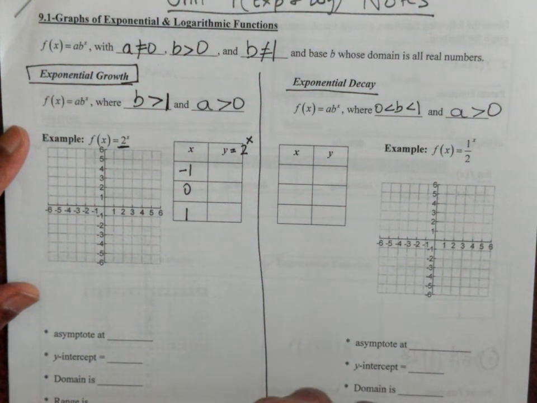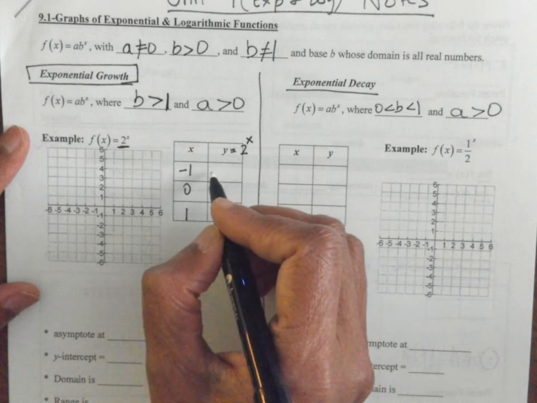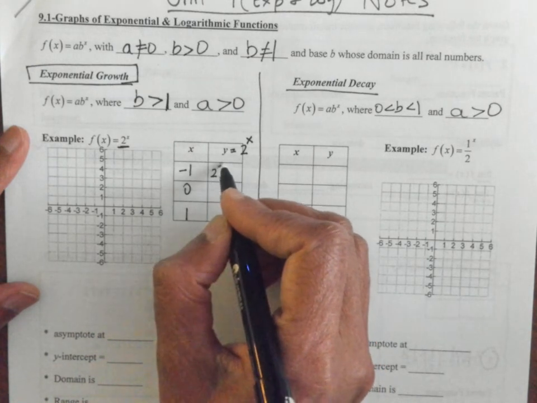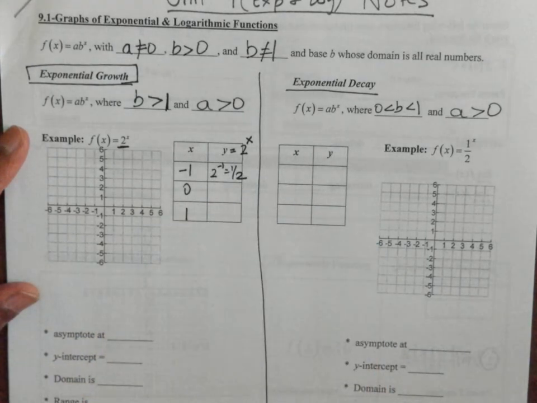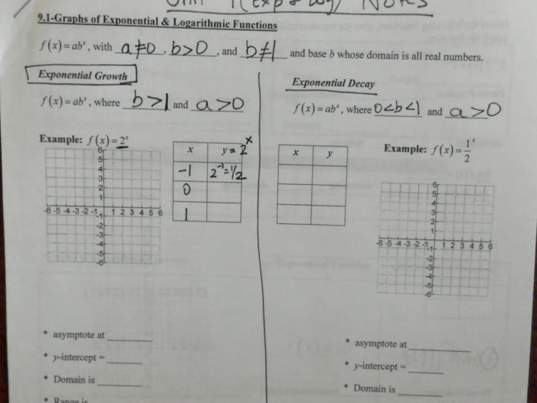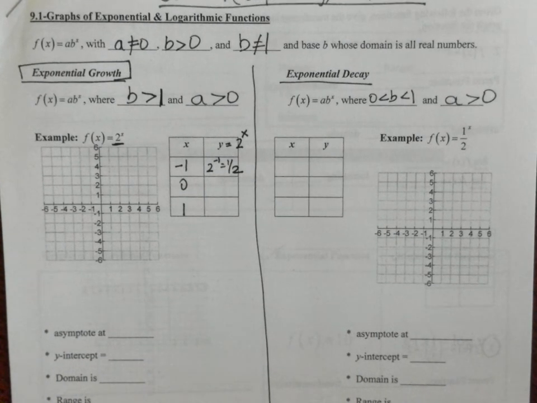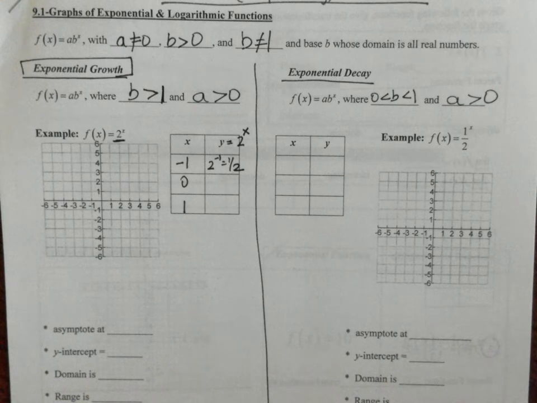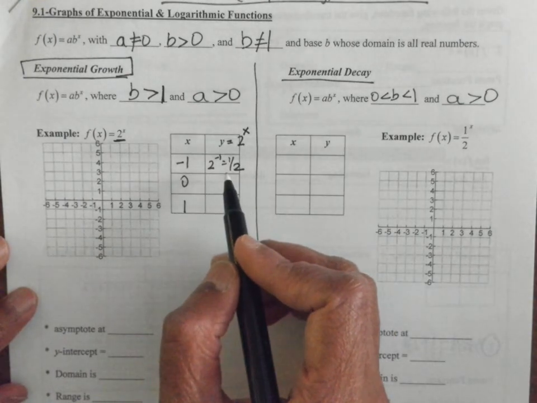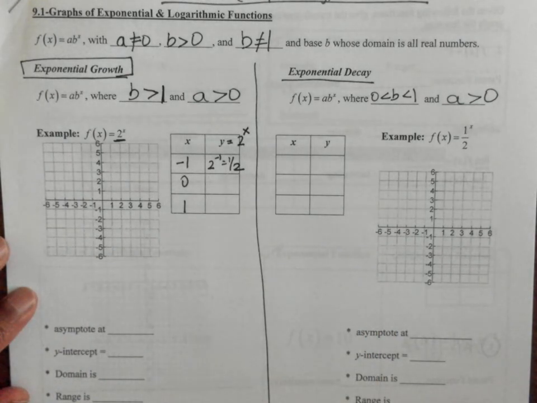So here we're talking about 2 to the power of negative 1, which is half. I just want to make sure we remember how to do an exponent with a negative exponent. You guys remember that property? Anything to the power of negative, you flip it.